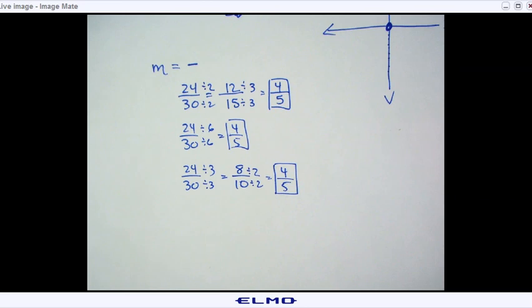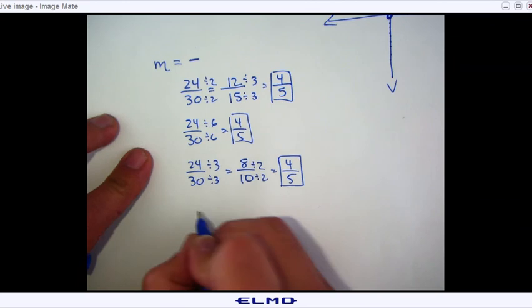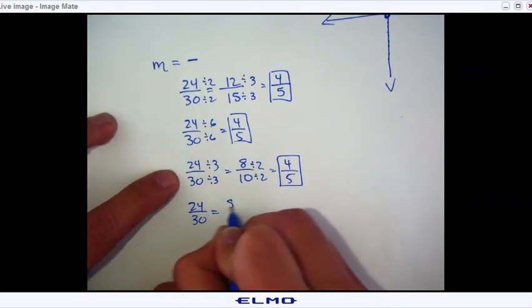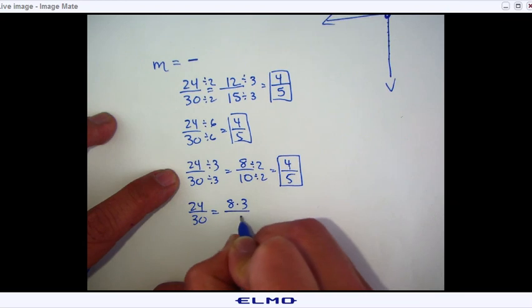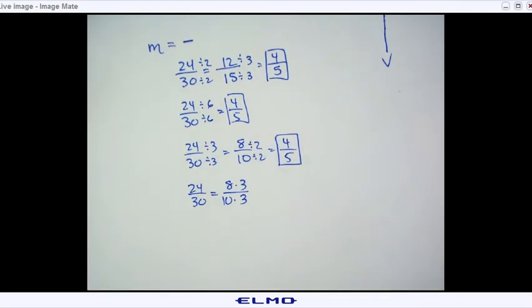All right. So for the most part, you could do any number. It doesn't matter. Now, what about the multiplications? You could do the same thing. All right. 24 over 30. 8 times 3. 3 times 10. Right?